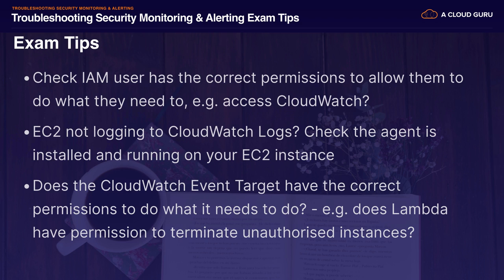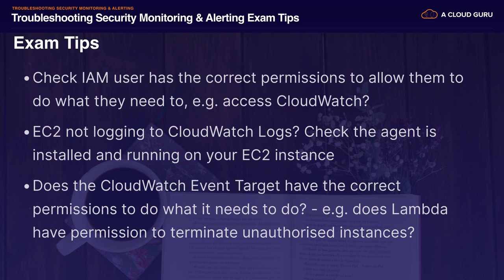If a user is having trouble accessing an AWS resource, for example, if a user is struggling to access the CloudWatch dashboard, then do check that they have the correct identity access management permissions to allow them to do what they need to do. And you may have noticed a pattern emerging in this section of the course, because a lot of things that can go wrong within AWS are directly related to either a user or a role not having the correct permissions to do what you want them to do.